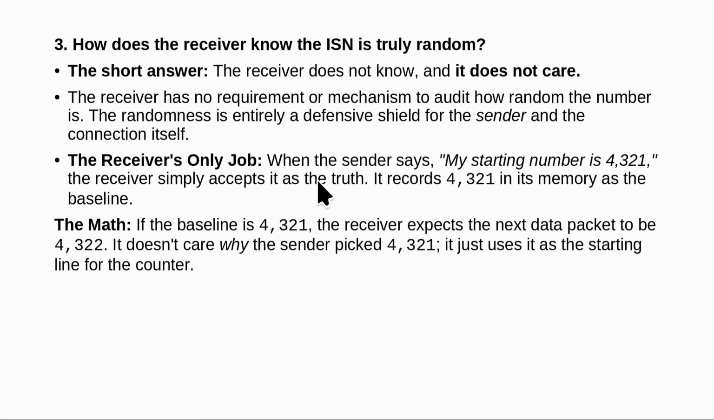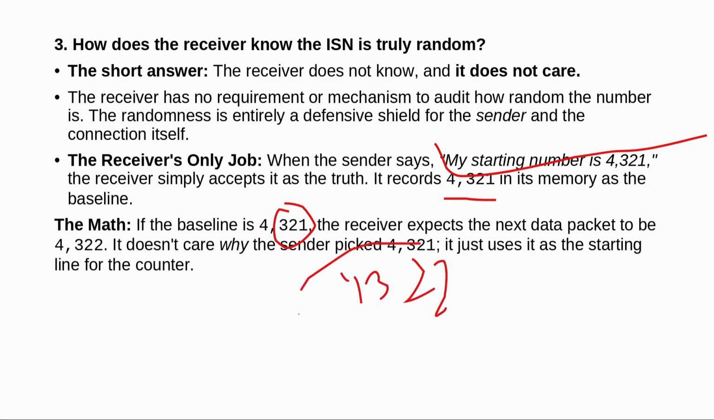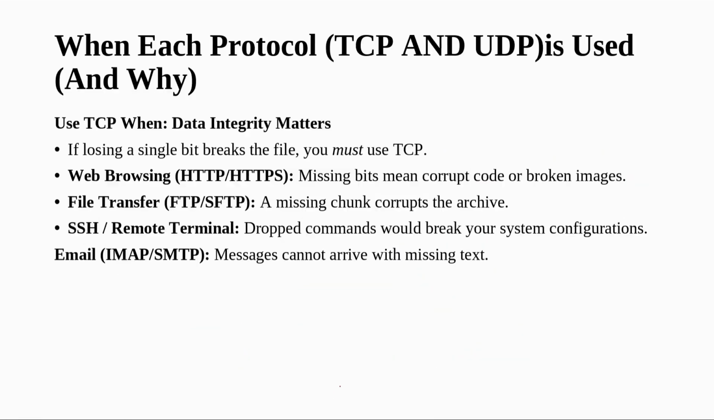The receiver's only job is, when the sender says my starting number is 4321, the receiver simply accepts it as the truth and records 4321 in memory. The math is, if the baseline is 4321, then the receiver expects the next data to be 4322. So this will be our packet 2, and it doesn't care why the sender picked 4321. It just uses it as the starting line of the counter.